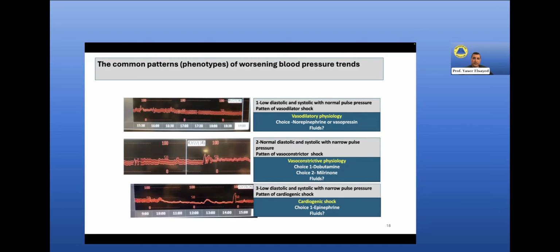And then cardiogenic shock: typically be sure that there is no hypovolemia, so you may need to give fluids, and then consider epinephrine.